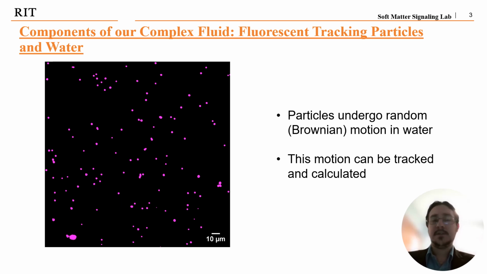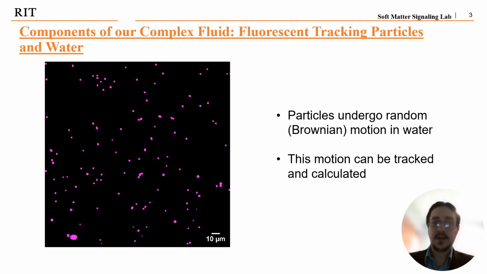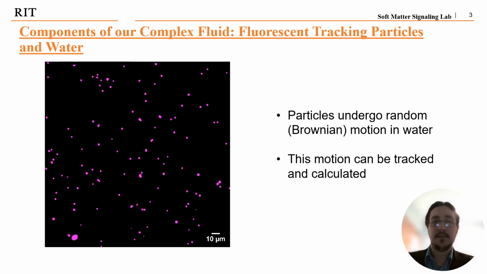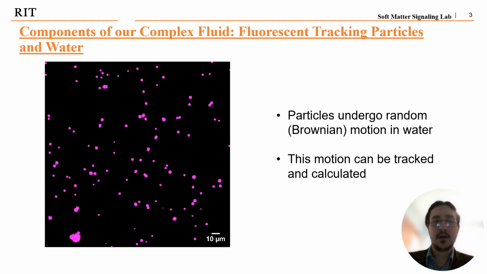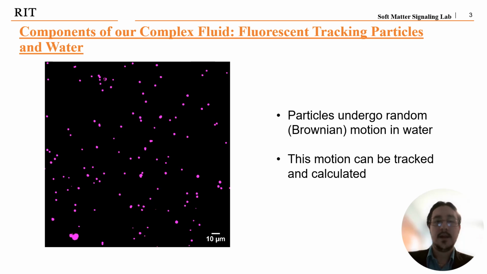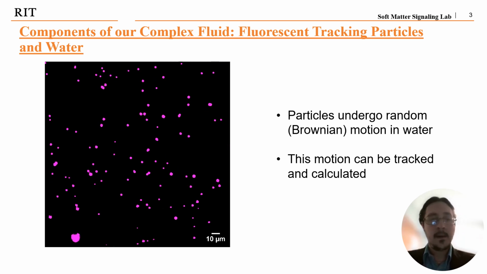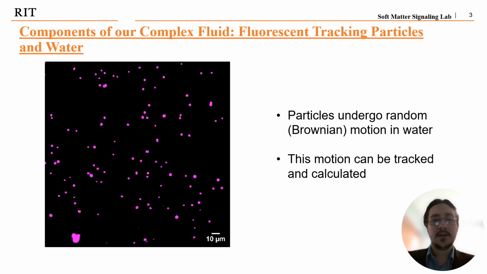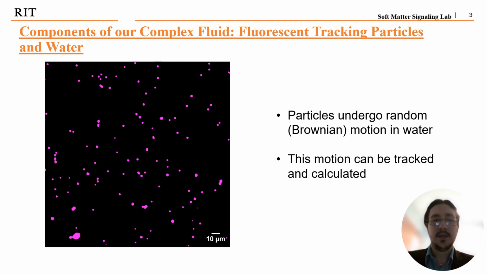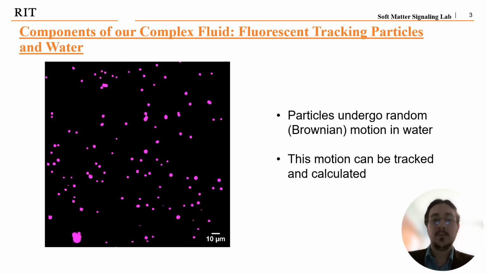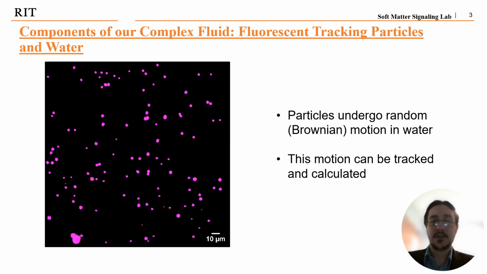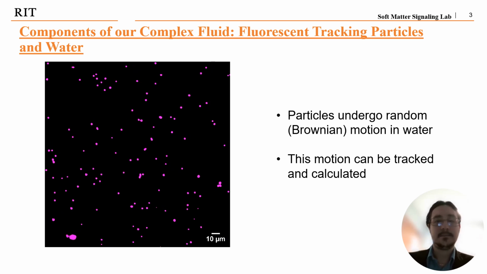Now that we know what a complex fluid is, let's explore each of the components of our complex fluid. So here we have a video that captured fluorescence imaging under constant temperature heat. The bright particles you see are our fluorescent tracking particles, and the dark region is the water. Now you might notice that these particles are moving randomly. That is because they are undergoing random motion as a result of being bombarded by water molecules. We call this Brownian motion. We are actually able to track and calculate this motion, and I'm going to show you how we did it.